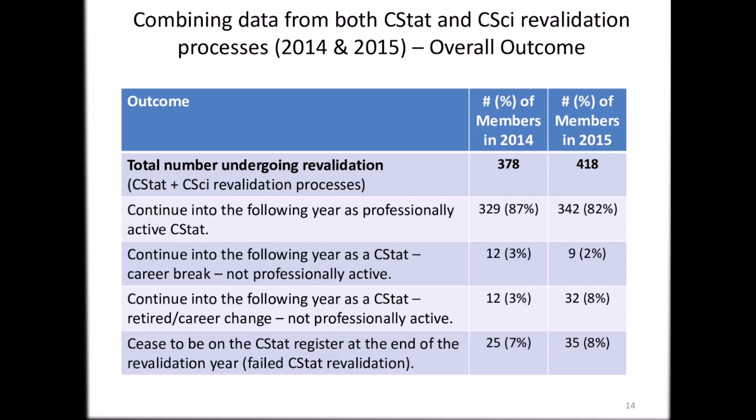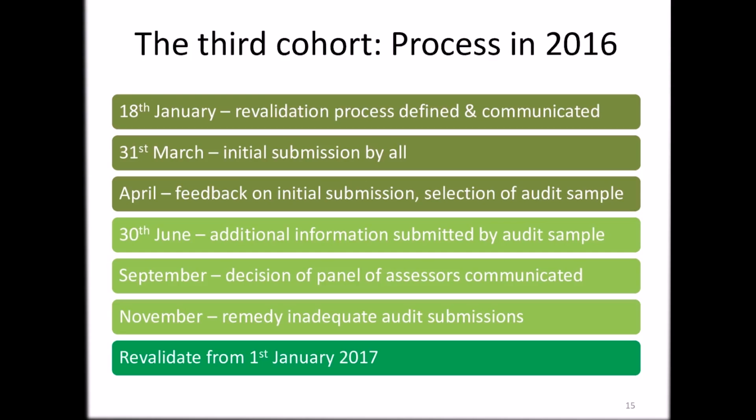So now let's move on to focus on the specifics of the revalidation process for this year for the cohort who have a revalidation date of the 1st of January 2017. So slide 15 shows the date of the email sent to initiate the revalidation process, the 18th of January, and the date by which the initial submission needs to be received. That's the 31st of March.